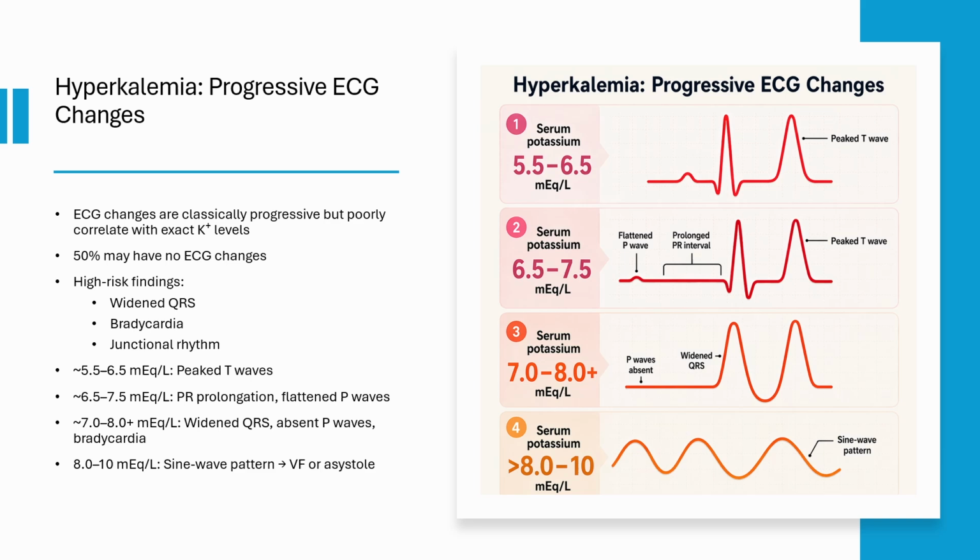For mild hyperkalemia, the classic ECG finding is a narrow-based peaked T wave. For moderate hyperkalemia, the PR interval is prolonged and P wave flattening can occur. For severe hyperkalemia, the QRS widens, P waves may be absent, and bradycardia may be observed. And at very high or pre-terminal levels, a sine wave pattern emerges as the widened QRS and T wave fuse into a smooth, undulating waveform. This rhythm can destabilize into ventricular fibrillation or asystole.